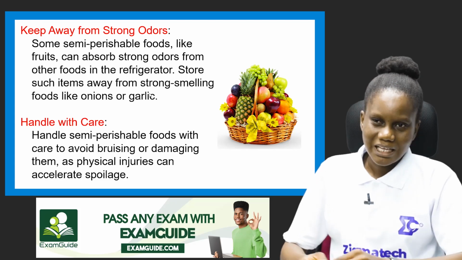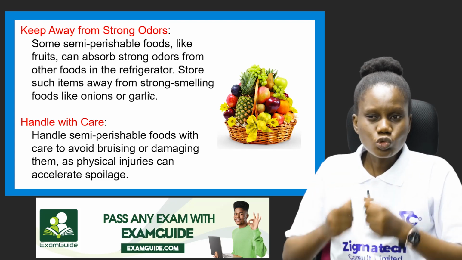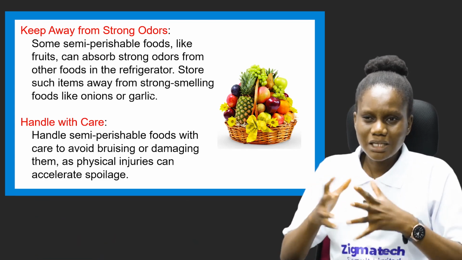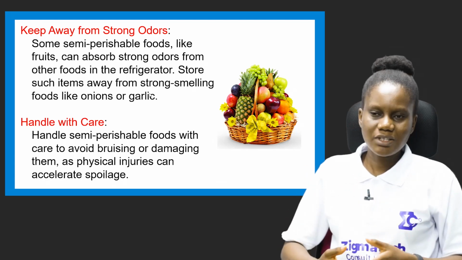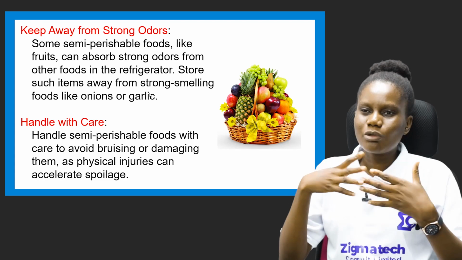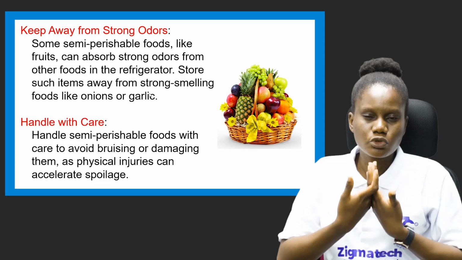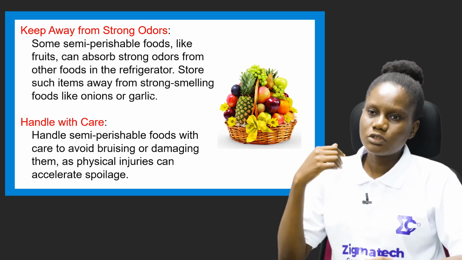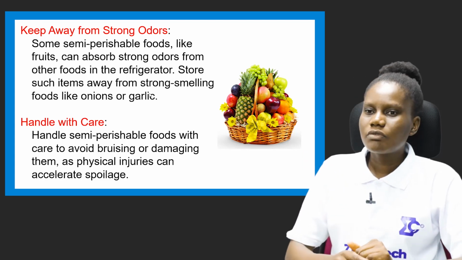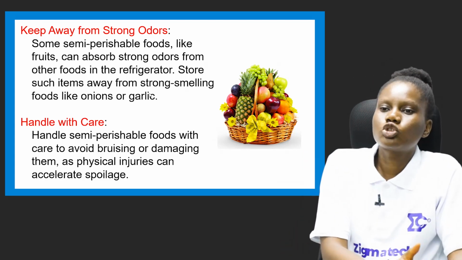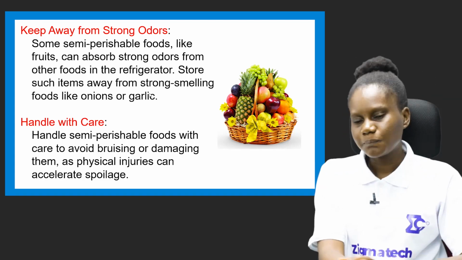Don't store them together. There are some foods, like onions and garlic, that have very strong odors, strong smell. Don't keep them with some fruits. It's going to affect them. It's going to give them some odors that can even affect the food content, the fruit. So some semi-perishable foods like fruits can absorb strong odors from other foods in the refrigerator. Store such items away from strong smelling foods like onions or garlic.